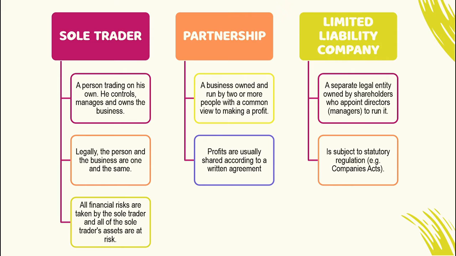Meanwhile, a partnership is a business owned and run by two or more people with a common view to making a profit. The profits are usually shared according to a written agreement. And finally, a limited liability company is a separate legal entity owned by shareholders who appoint directors, which are managers, to run it. It is subject to statutory regulation, for example, the Companies Act.